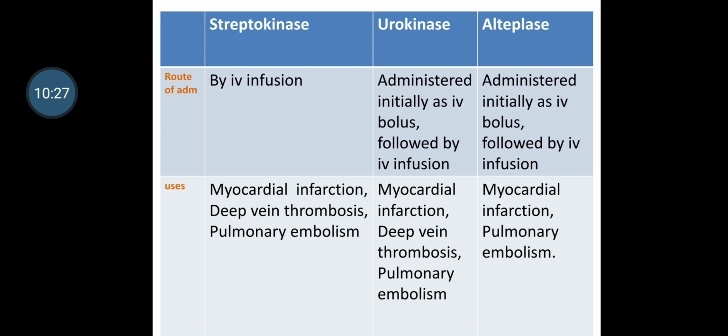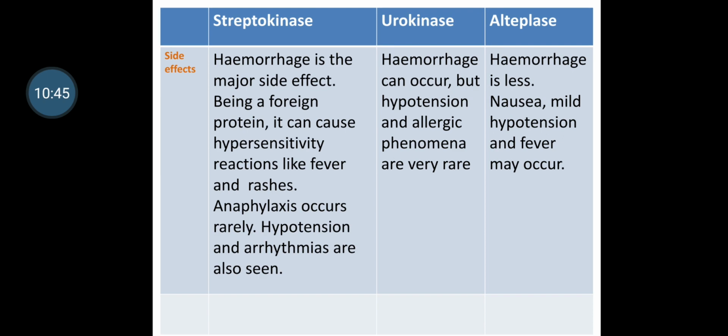Then next we can discuss uses. Streptokinase is used for myocardial infarction, deep vein thrombosis, and pulmonary embolism. Urokinase is used for myocardial infarction, deep vein thrombosis and pulmonary embolism. Altiplase is used for myocardial infarction and pulmonary embolism. Regarding side effects, streptokinase will definitely produce more side effects because it is microbial in origin, so there is a chance of hypersensitivity reaction. Beyond that, it can cause hemorrhage, then hypotension and arrhythmia.